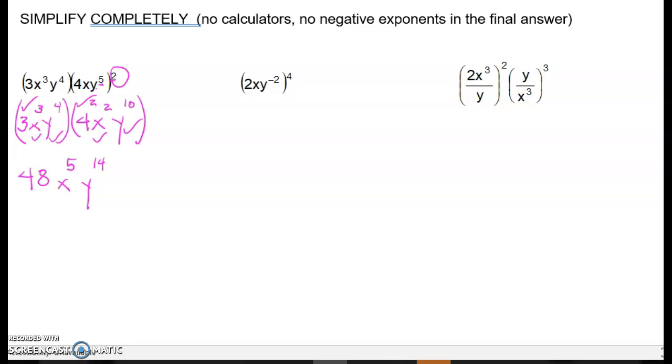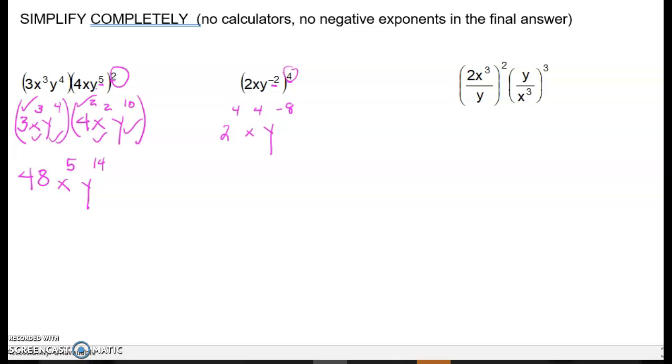Okay, next problem. Everything inside parentheses is being raised to the fourth power. So I have 2 to the fourth power, x to the fourth power, y to the negative 2 to the fourth power again. Power to a power. That's very powerful. You multiply. Multiplying is powerful. So b to the negative 8 power.